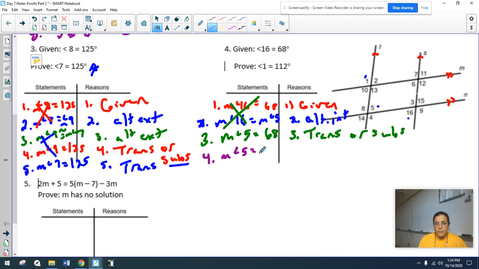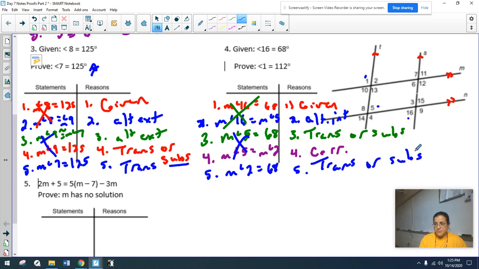So what that's going to do, those are top right, those are both corresponding. Okay, and then we also have to establish what the measure of angle 2 is. So again, crossing out the repeated, the measure of angle 2 is 68 degrees. That's again transitive or substitution.